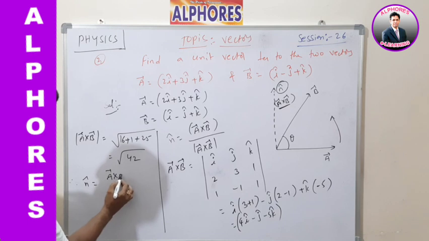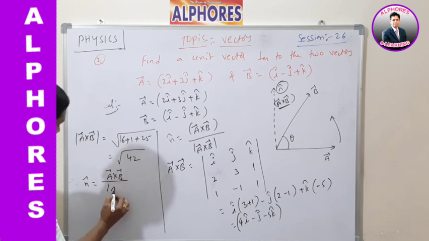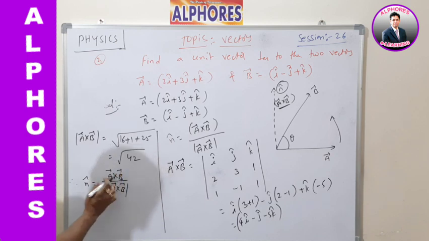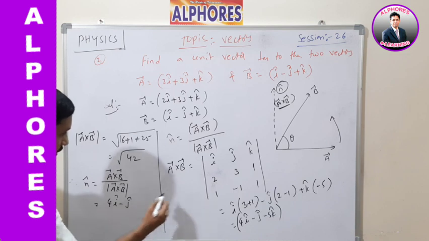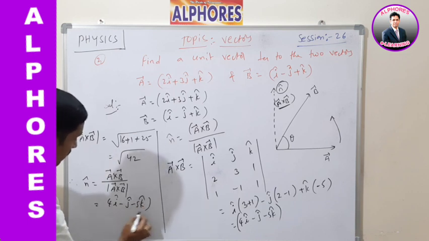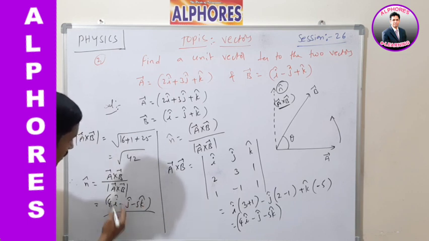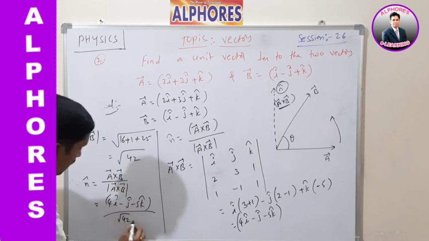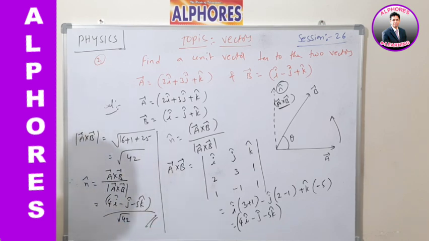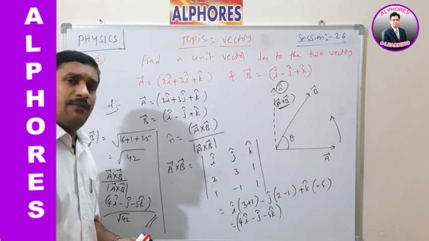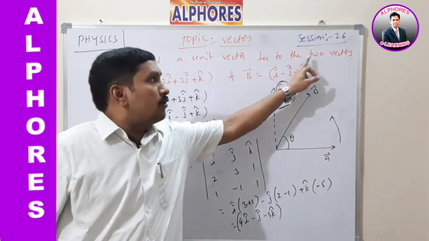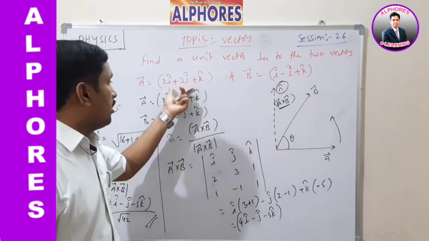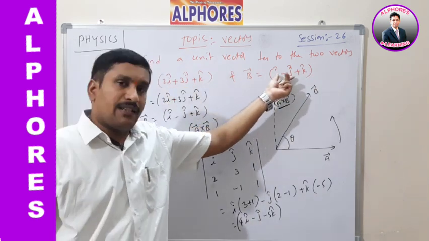Okay, therefore n cap is equal to what is the answer? a bar cross b bar by modulus of a bar cross b bar. That means how much am I getting? The vector is 4i cap minus j cap minus 5k cap, divided by the magnitude, which is root of 42. This is the answer. That means in the question, what am I given? Find a unit vector perpendicular to the two vectors, where a bar is one given vector and b bar is another given vector.